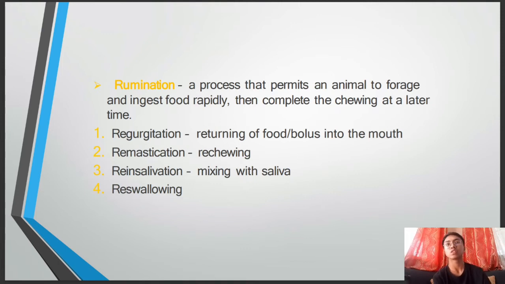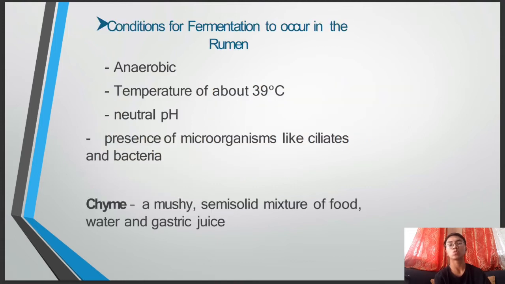The next slide is conditions for fermentation to occur in the rumen. Anaerobic, a temperature of about 39 degrees Celsius, neutral pH, and the presence of microorganisms like ciliates and bacteria. So, chyme is a mushy, semi-solid mixture of food, water, and gastric juice. So, chyme is a substance that consists of partially digested food mixed with digestive acid found inside the stomach of animals.